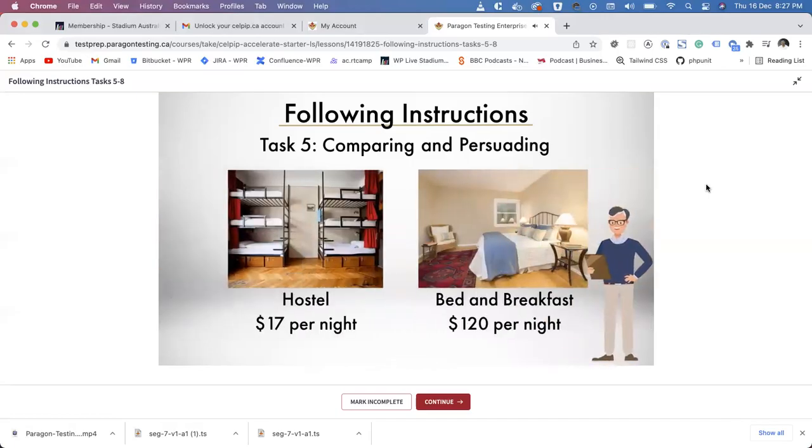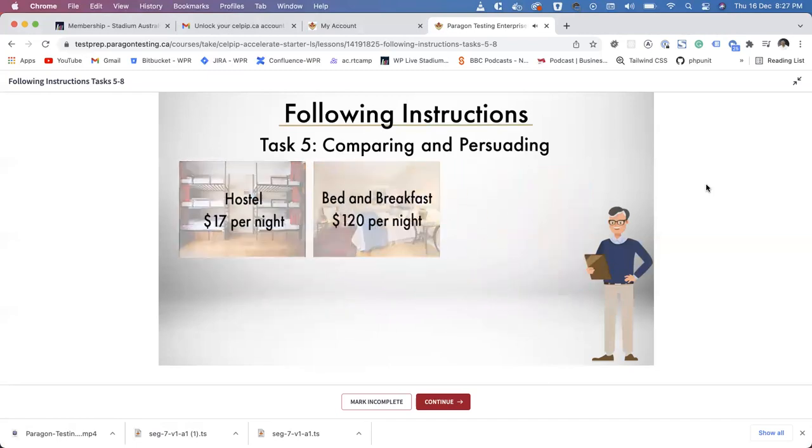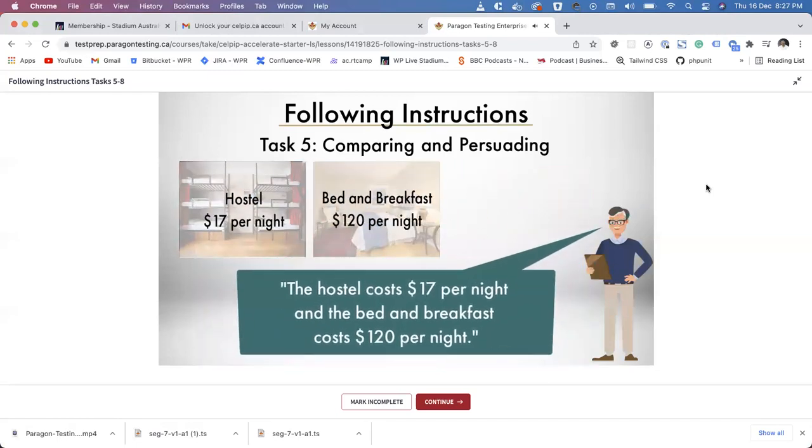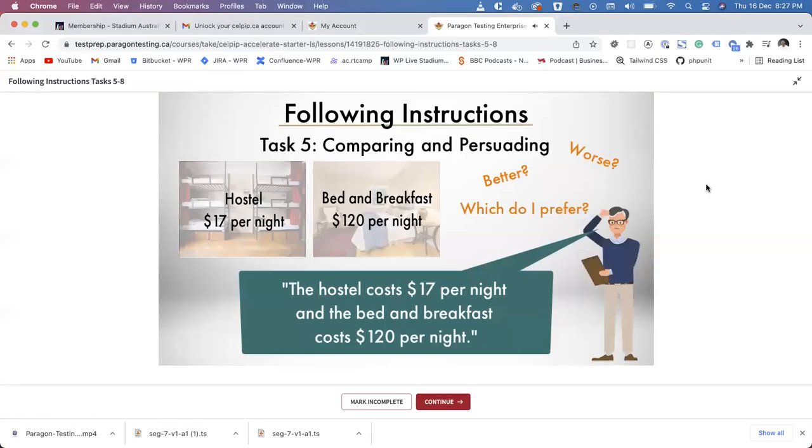Here, there are 2 forms of accommodation, a hostel and a bed and breakfast. If I say, the hostel costs $17 per night and the bed and breakfast costs $120 per night, then I am not really saying why one is better or worse. Also, I have not expressed which choice I prefer. I am just stating the information provided on the screen.